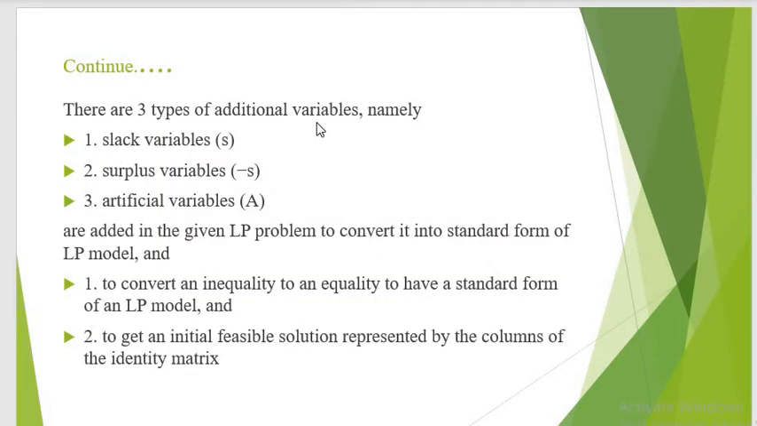There are three types of additional variables, namely slack variables denoted by s, surplus variables by minus s, and artificial variables by capital A. These are added in the given LP problem to convert it into standard form of LP model, to convert an inequality to an equality, and to get an initial feasible solution represented by the columns of the identity matrix.